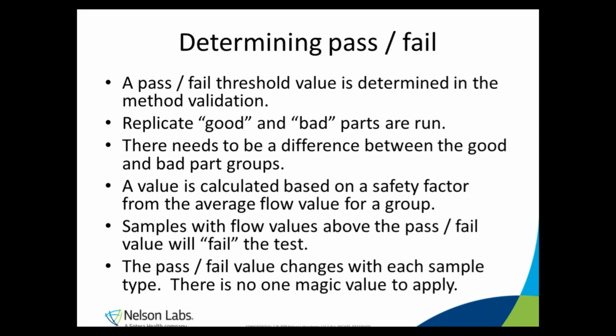We statistically compare them to one another, and we choose a value somewhere between those sets and calculate that as the pass-fail threshold. There are several approaches to doing this. It can be done either as a safety factor, say 2 or maybe 3 standard deviations above a good part average, or maybe 2 or 3 standard deviations below the bad part average. At any rate, it's somewhere in the middle.